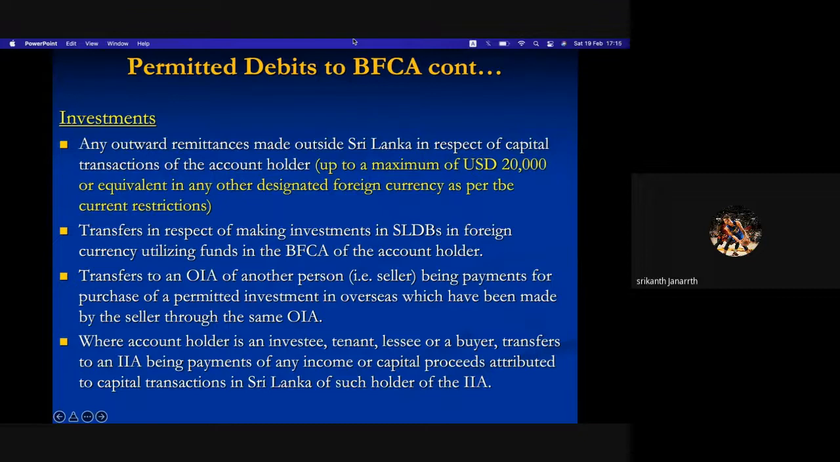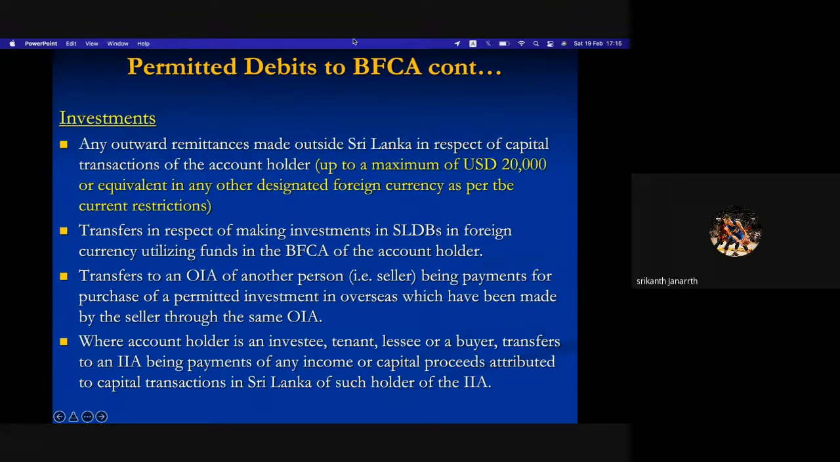Where the account holder is an investee, tenant, lessee or buyer, a transfer to an IIA is a payment of income attributed to a capital transfer in Sri Lanka, to the holder of the IIA. Where the account holder is an investee. Now, I think when you are learning about IIA, you need more clarity. I have told you there are people who can invest into Sri Lanka by bringing investment through an IIA. So the IIA account holder can invest into shares of the business from the foreign currency account.